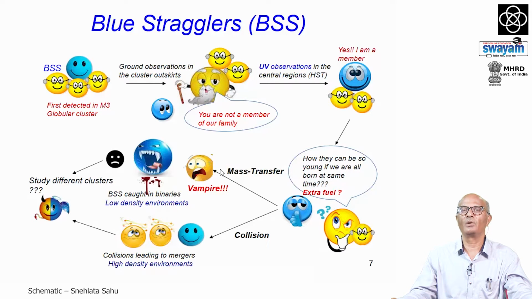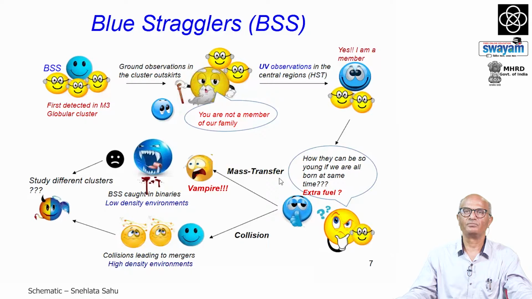Depending on whether we have an open cluster, most likely it is binarity, where mass transfer seems to be responsible for the progenitor. In the case of globular clusters, which are very rich, we have mergers and collisions, and that also seems to be responsible for the formation of blue straggler stars. That is the stage I will try to explain in the next few slides.